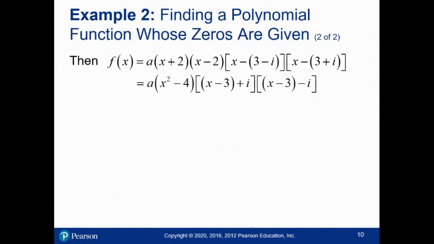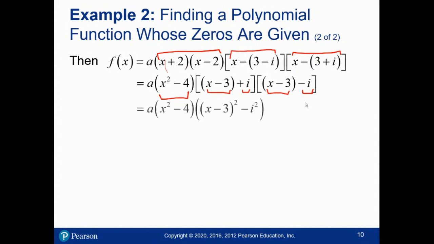Okay, what's x plus 2 times x minus 2? This is kind of obvious as the difference of two squares, x squared minus 4. But this, if you rearrange some terms a little bit, you get x minus 3 plus i, x minus 3 minus i. This is also a difference of two squares, factoring as x minus 3 squared minus i squared. Just remember that i squared is negative 1.